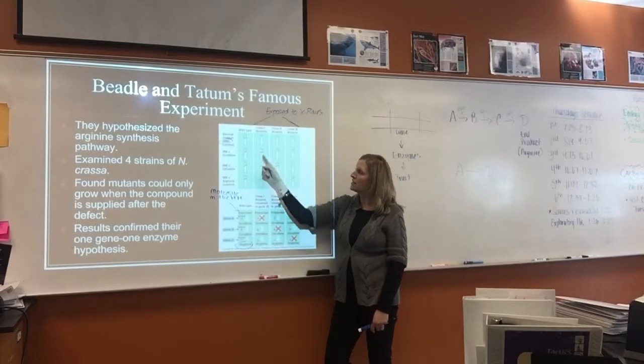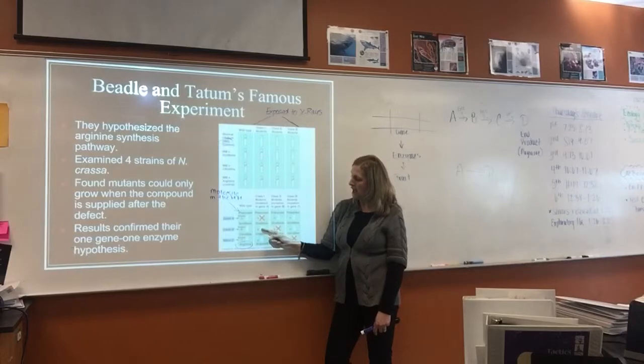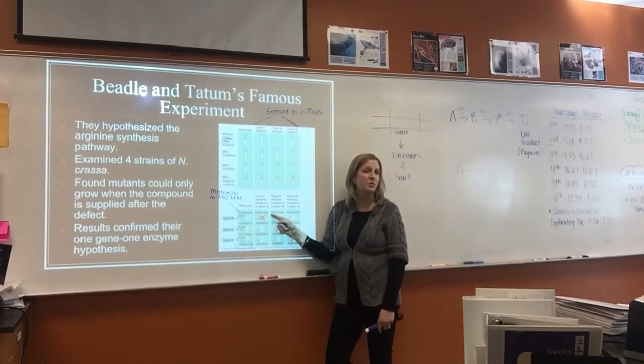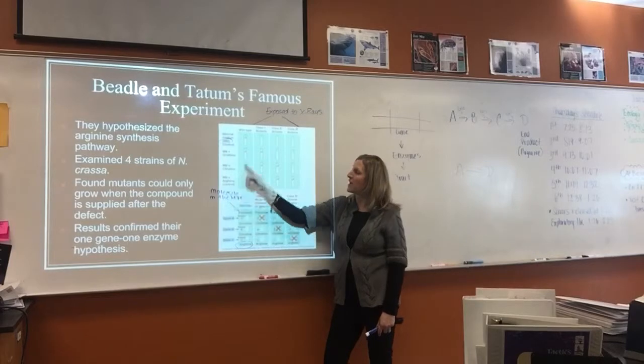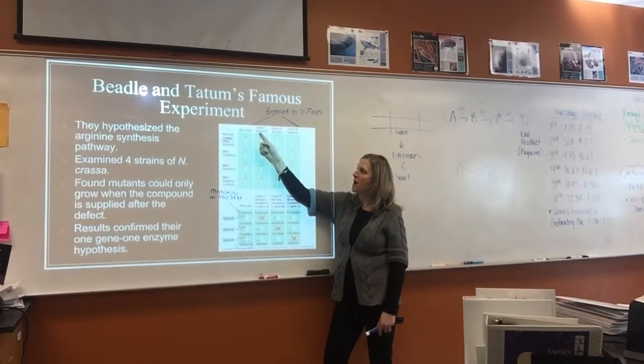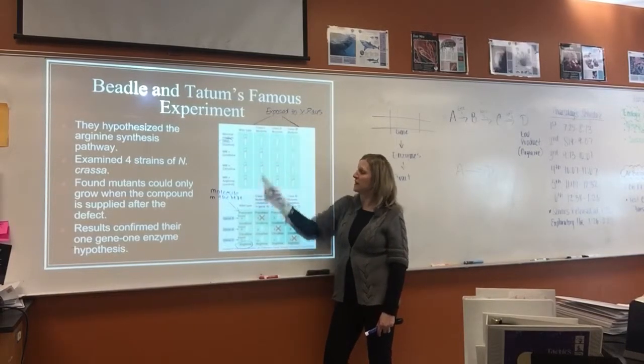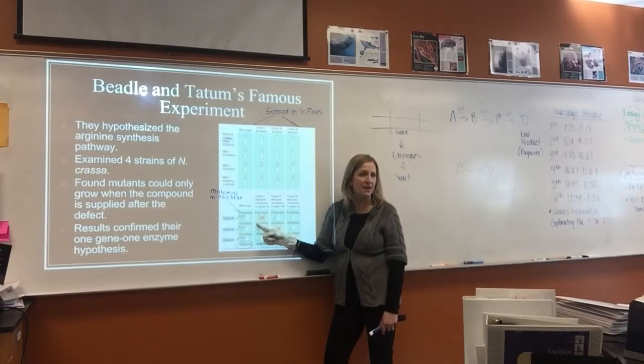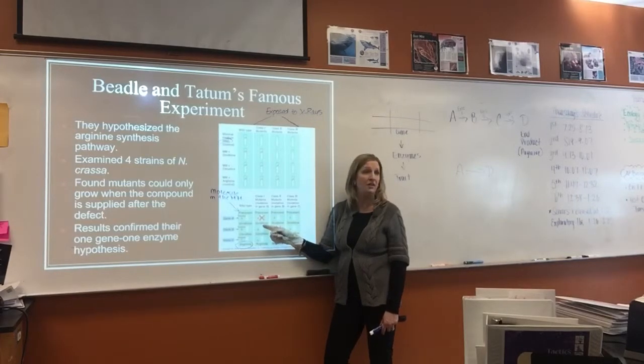So therefore, this bread mold here has enzyme B and C, but do they have an enzyme A that's working? No. Enzyme A is not working. So what does that mean? That means that when they expose this bread mold to the X-rays, it must have mutated gene A, which then caused it not to make enzyme A, and it can't do that first pathway. But as long as you give it the molecule after that pathway, it can survive, okay?